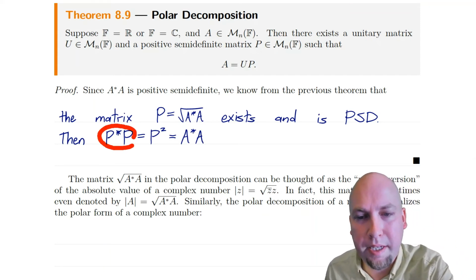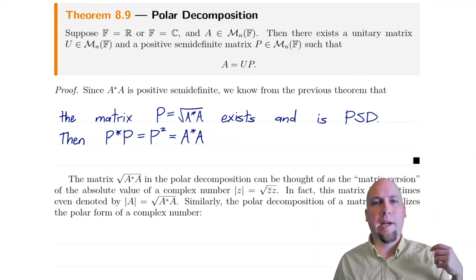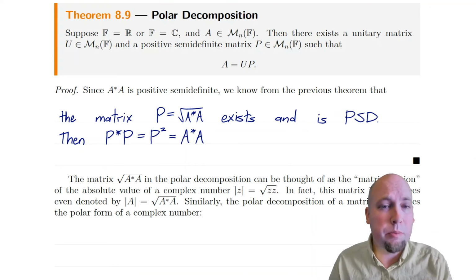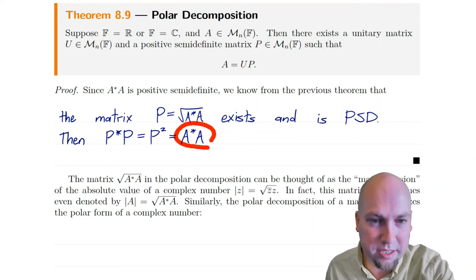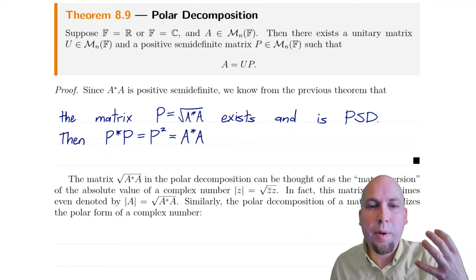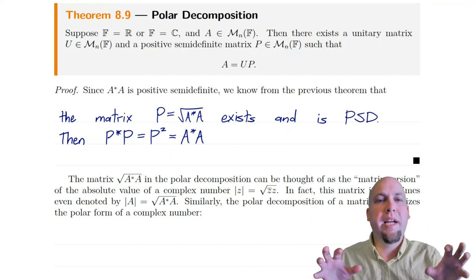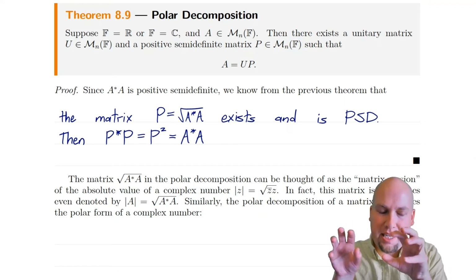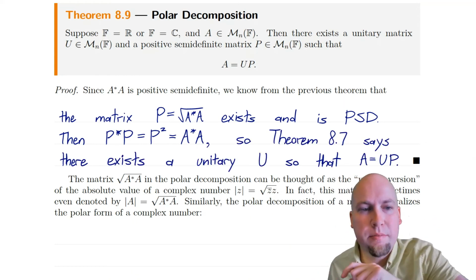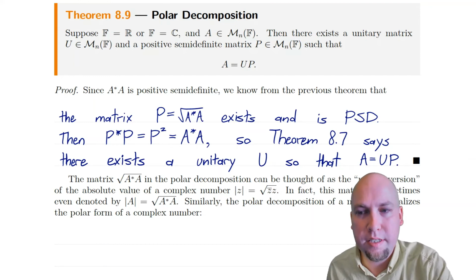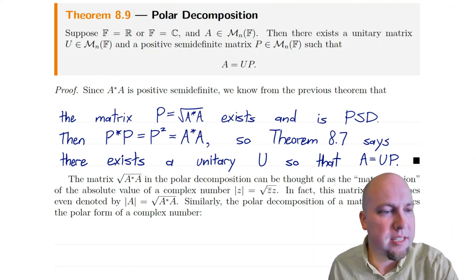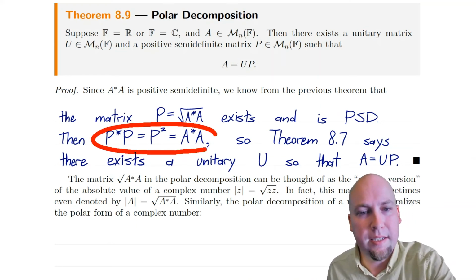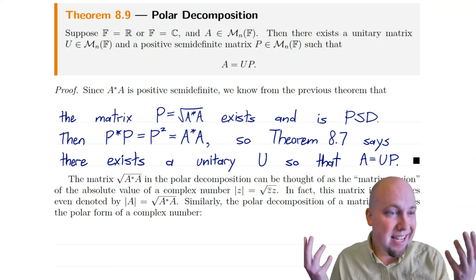But now look at what we've got. We've got P star P equals A star A. And theorem 8.7, the first theorem that we looked at in this lecture, told us when things like this can happen. How can you have some matrix star times that matrix equals another matrix star times that matrix? The only way that can happen is if these matrices are related to each other via left multiplication by a unitary matrix. So we just invoke that theorem and we see that there exists a unitary matrix U such that A equals U times P. And then we're done. That's exactly what we wanted.